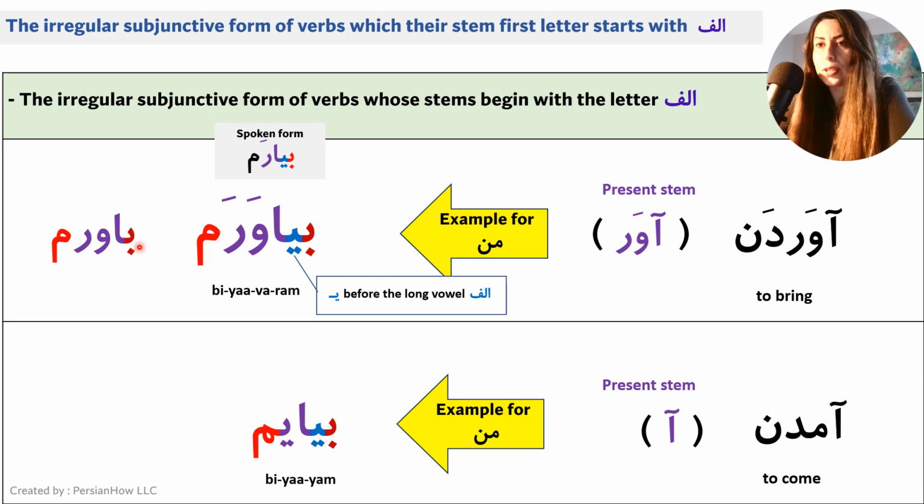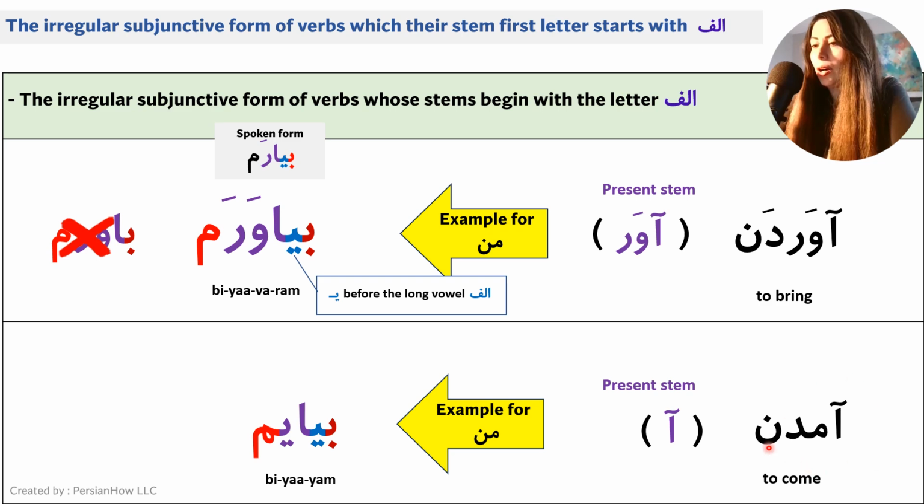If I don't add a ye, then it would be something like باورم. And this word actually has a different meaning. It means my belief. So this doesn't work. We need to add a ye between be and aleph. The pronunciation is بیاورم, and in the spoken language it has a drastic change. We say بیارم. So we even remove vav from the pronunciation.